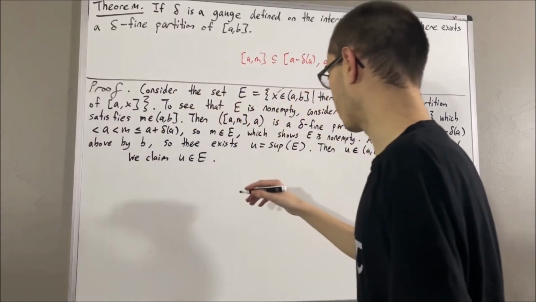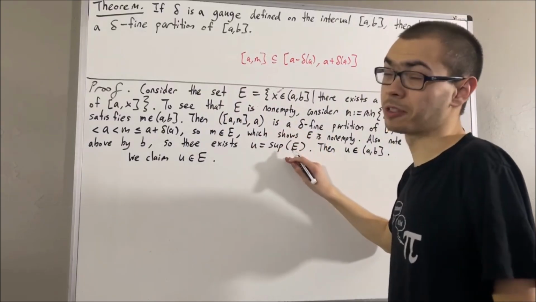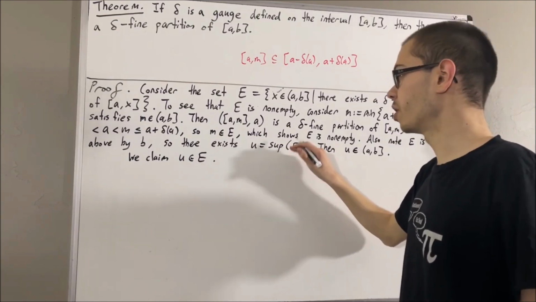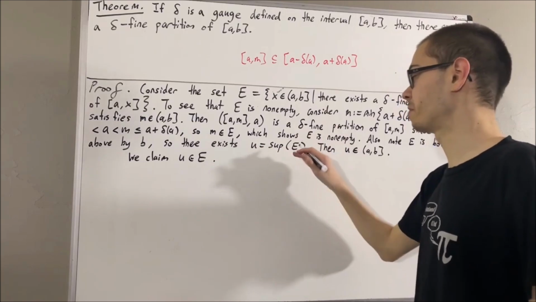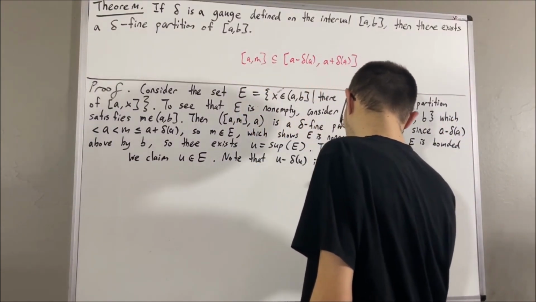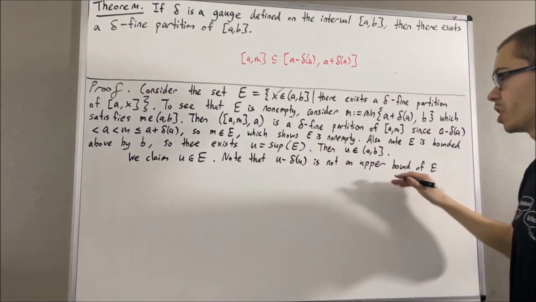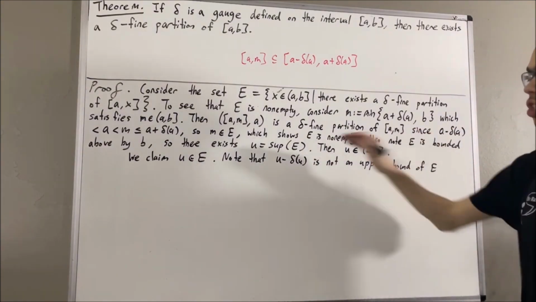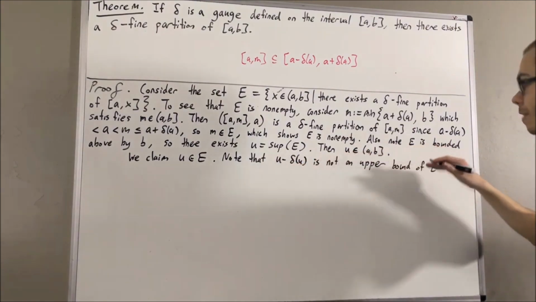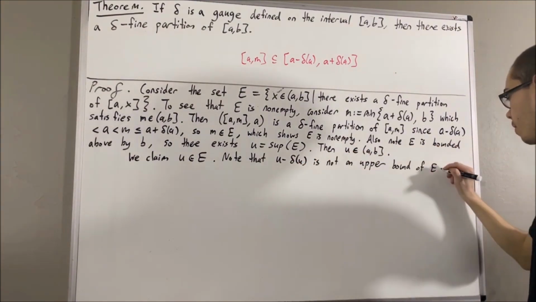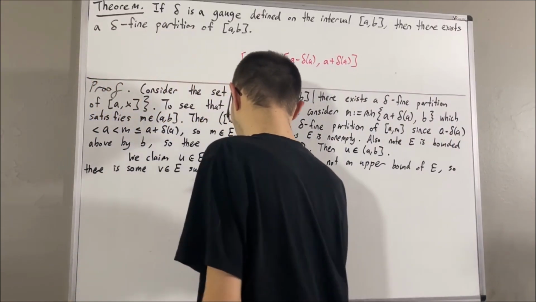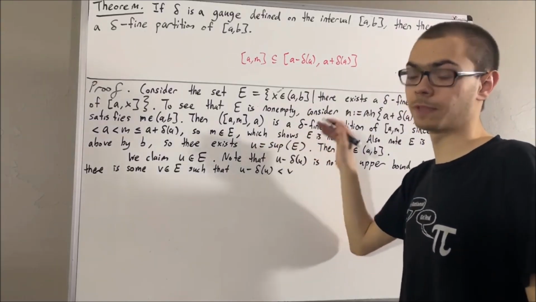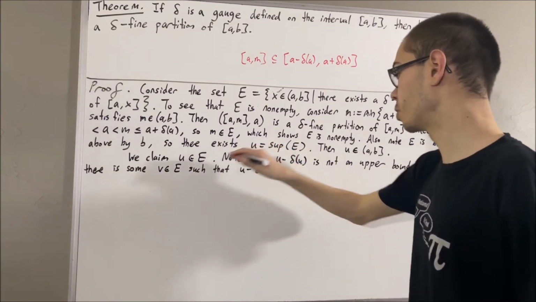To do that, first, since U is the least upper bound of E, this means anything smaller than U is not an upper bound of E. So in particular, U minus delta of U is not an upper bound of E. Because of that, this means U minus delta of U is not greater than or equal to every element of E. Instead, U minus delta of U must be strictly less than some element of E, and I'll call that element V. And since U is an upper bound of E, we know that U is greater than or equal to every element of E. So in particular, U is greater than or equal to V.